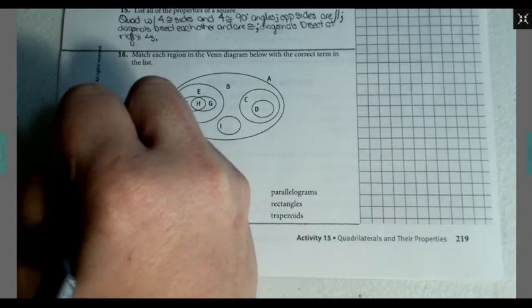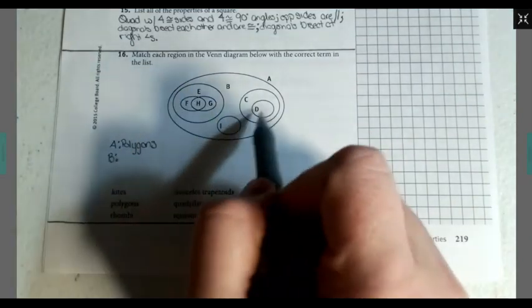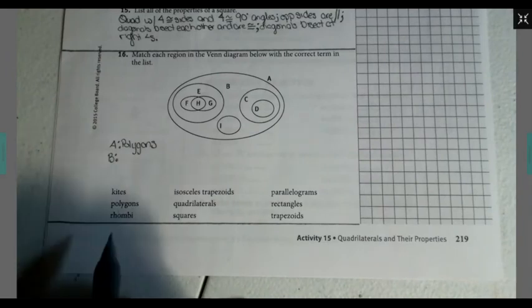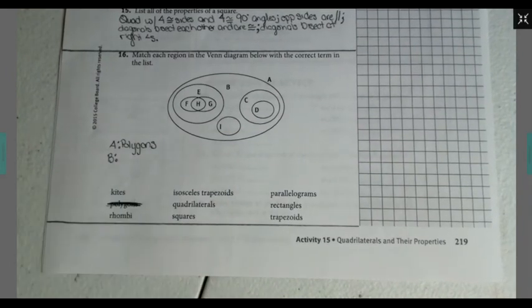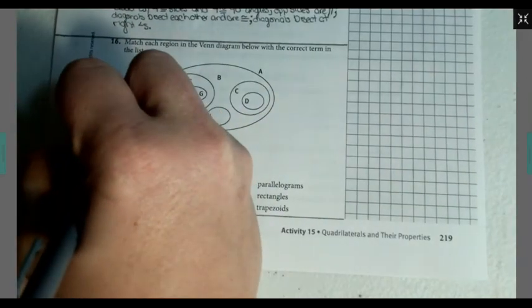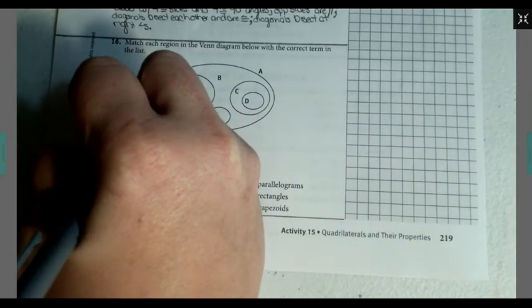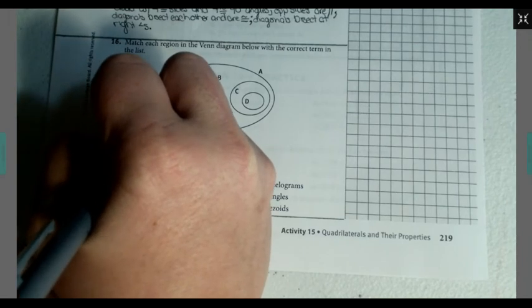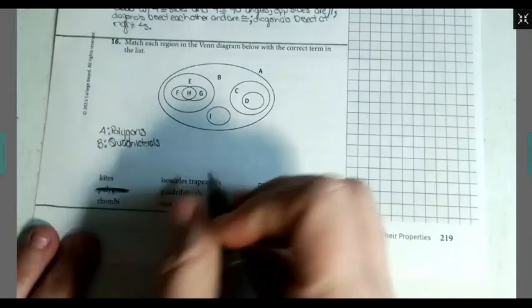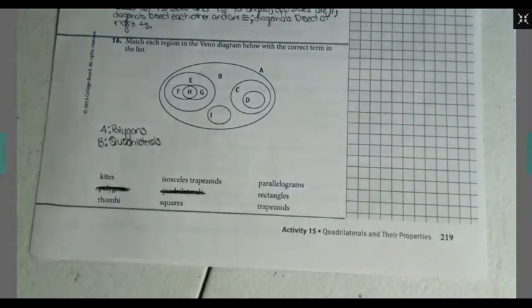Okay. Section B. What are all of these a type of? Kites, rhombi, isosceles trapezoids, squares, parallelograms, rectangles, and trapezoids are all what we consider quadrilaterals because they are all four-sided figures. So, section B covers all my quads. Now, once we use a word, we cannot use it again, so keep that in mind.